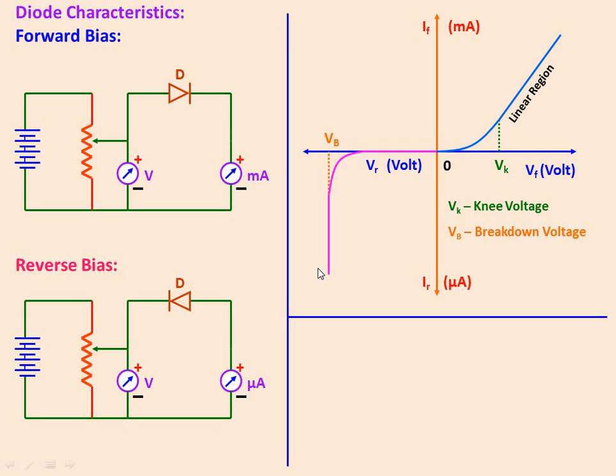If the reverse voltage is further increased, the kinetic energy of the electrons becomes so high that they knock out electrons from the semiconductor atoms, and at this stage breakdown of the diode occurs. There is a sudden change of the reverse current, and now the diode is destroyed permanently. Are you getting the point here?